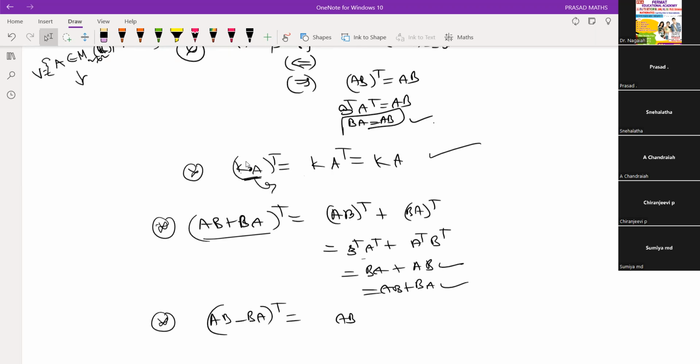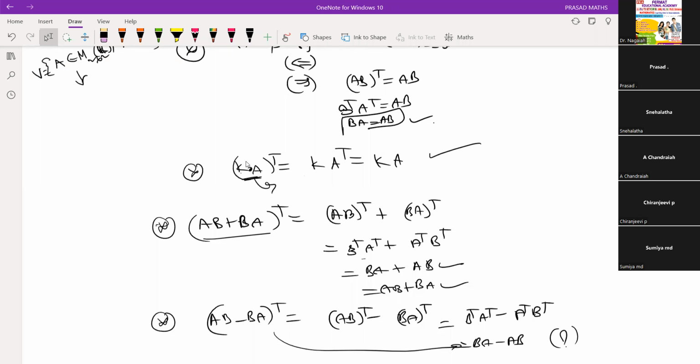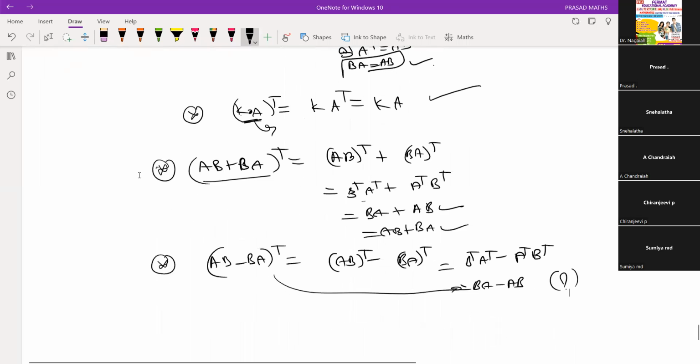AB whole transpose minus BA whole transpose. Therefore, this is B transpose into A transpose minus A transpose into B transpose. That is BA minus AB. Question is, are they equal? No. So in general, AB minus BA may not be a symmetric matrix. Of course, it is a skew symmetric matrix. It may not be a symmetric matrix.